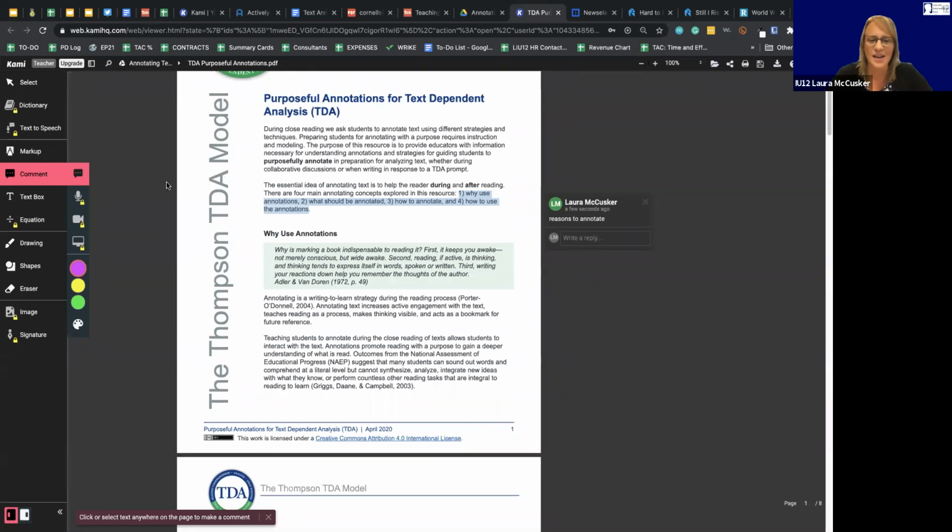Questions on annotating PDFs with Kami? There are other options out there, but it's the one that I've used for many years.